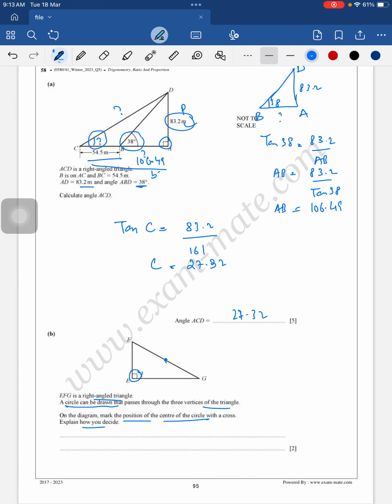So midpoint of FG, right? And we have to tell that angle in a semicircle is 90 degree, right? Okay.